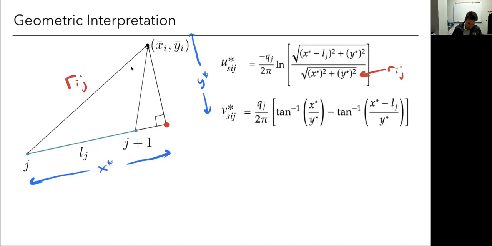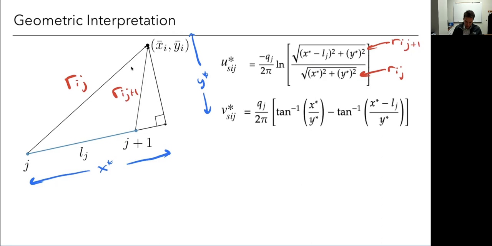So we'll call that R_{i,j+1}, because we're going from the center of panel i to node j+1. So this numerator here is just R_{i,j+1}. That's great. So let's now look at the bottom, see if we can simplify that.